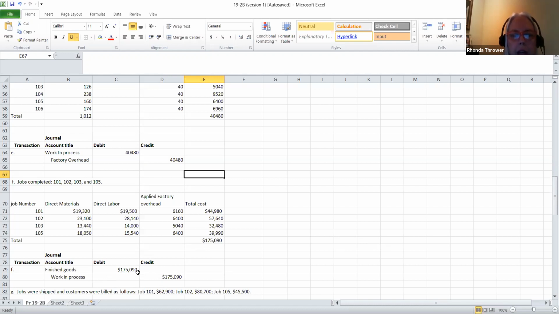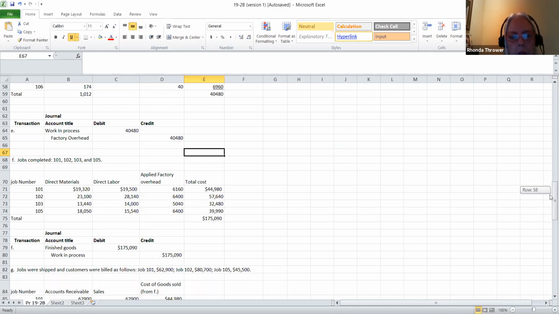Our finished goods were transferred to finished goods. They increased the asset account, finished goods inventory. To increase an asset, you would debit. They will decrease our asset account, work in process. To decrease work in process, an asset account, we would credit.